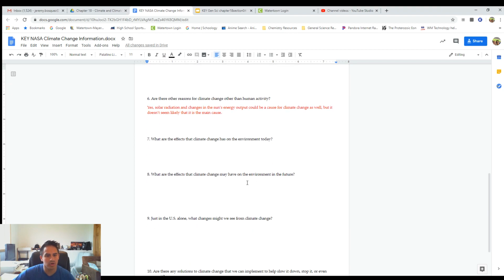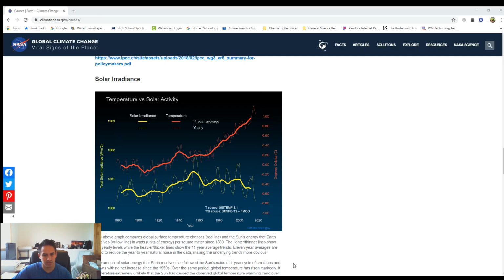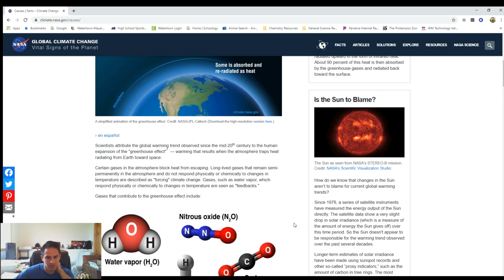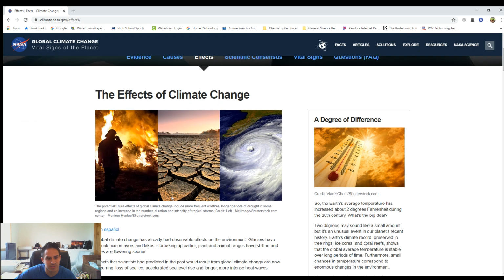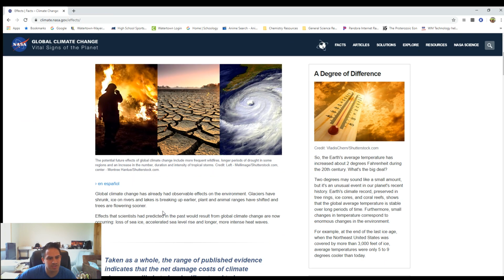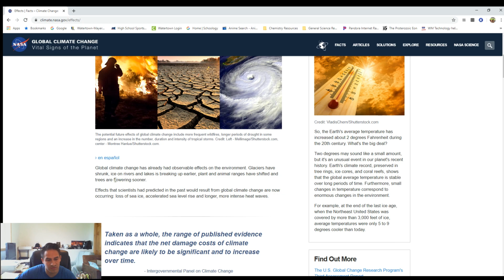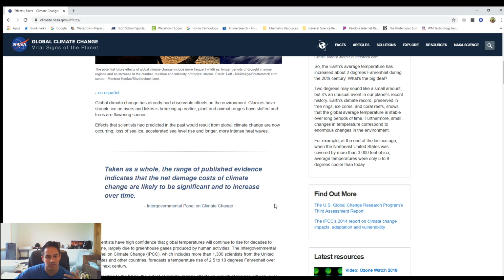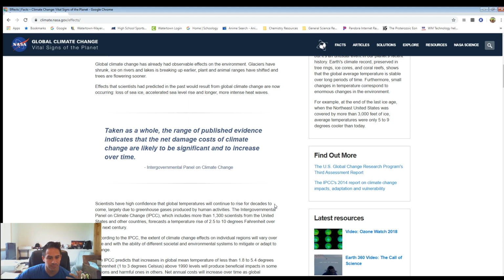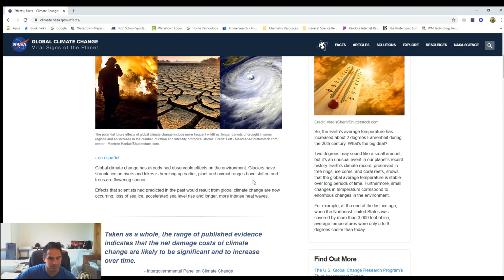So what are the effects that climate change has on the environment today? All right, so let's go back to our website and see if we can find that. I think if we go towards the top, there was a tab called effects. Let's click on it. Let's do some reading. So it says global climate change has already had observable effects on the environment. Glaciers have shrunk, ice on rivers and lakes is breaking up earlier, plant and animal ranges have shifted, and trees are flowering sooner. Effects that scientists had predicted in the past would result from climate change are now occurring. Loss of sea ice, accelerated sea level rise, and longer, more intense heat waves. So yeah, there seems to be a lot of things basically just in this little sentence, right?